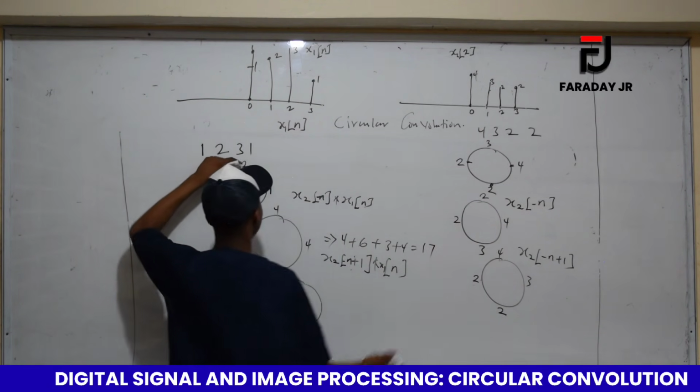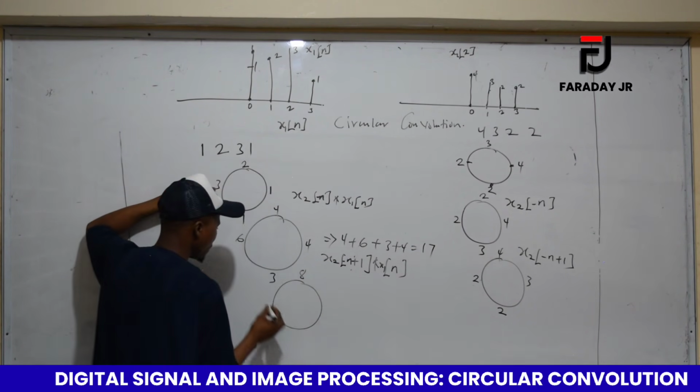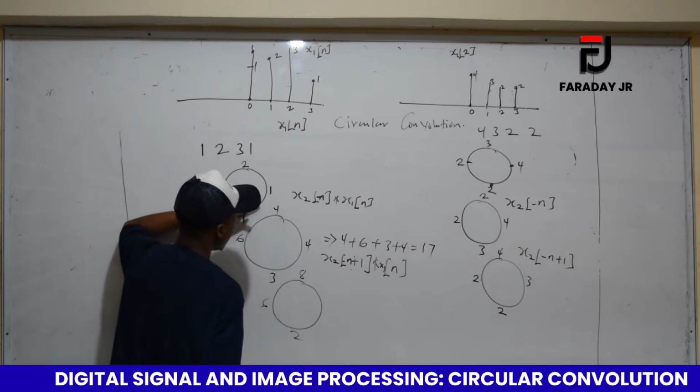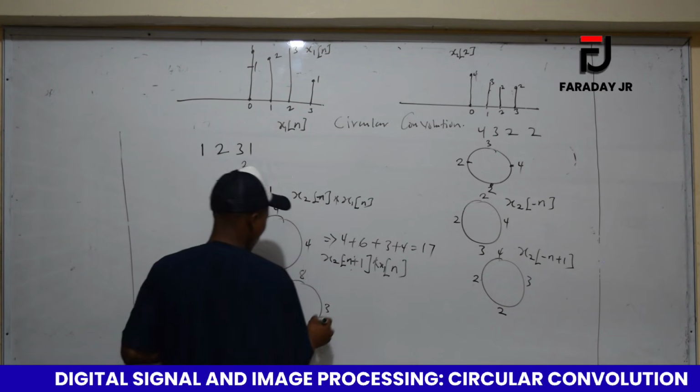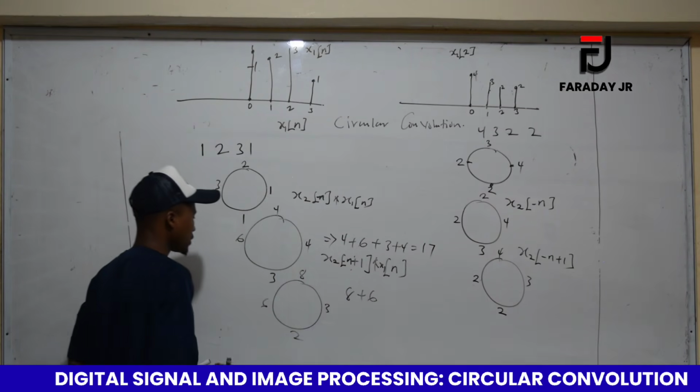So 4 multiplied by the main signal again, that gives us what? And then 2 multiplied by 3, that gives us what? And then we have 2 multiplying by this will give us. And then finally we have this one to be 3. So after that, we add all of them again. So we have 8 plus 6 will give us what?